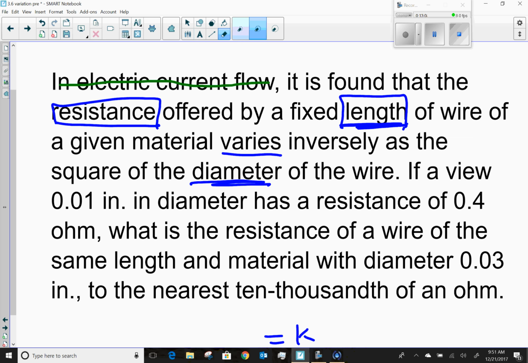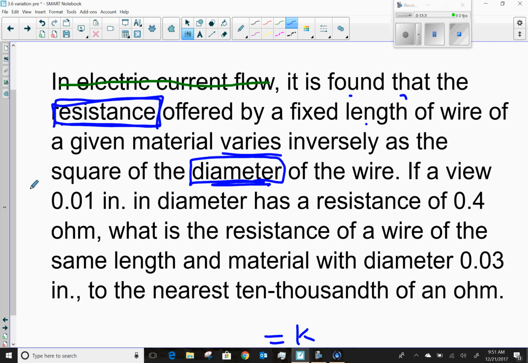So we're going to look at resistance because it's the resistance offered by a fixed length of wire. They're going to give us a resistance, and we can look at the second sentence and the diameter that we're really comparing. If a wire of 0.01 inches in diameter has a resistance, that's where you can tell in the second sentence what your variables are. You have diameter and resistance. Those are the two numbers that they give us, a diameter and a resistance in ohms.